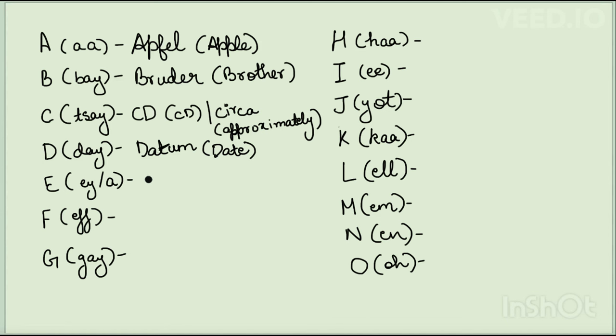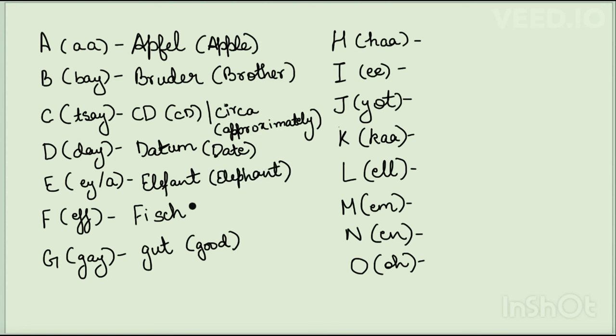Next, E. Elefant. Next, F. Fisch. G. Gut. This means good. And here, Elefant means elephant. Fisch has the same pronunciation as the English word fish, and it means, as I already said, fish.